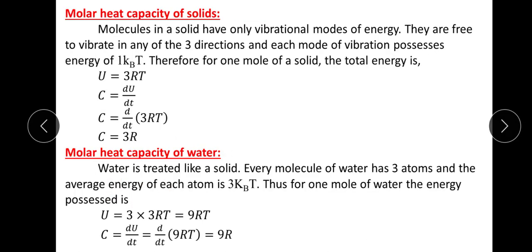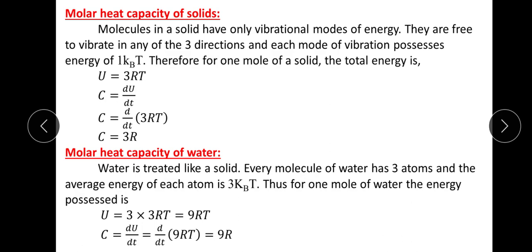Now a very important one, the molar heat capacity of a solid. So how to take it for a solid? See, solid is different from the gases, correct? In a solid, the molecular arrangement is compact. So due to that compact arrangement, the molecules cannot possess a translational or rotational motion. They can only possess the vibrational modes of energy.